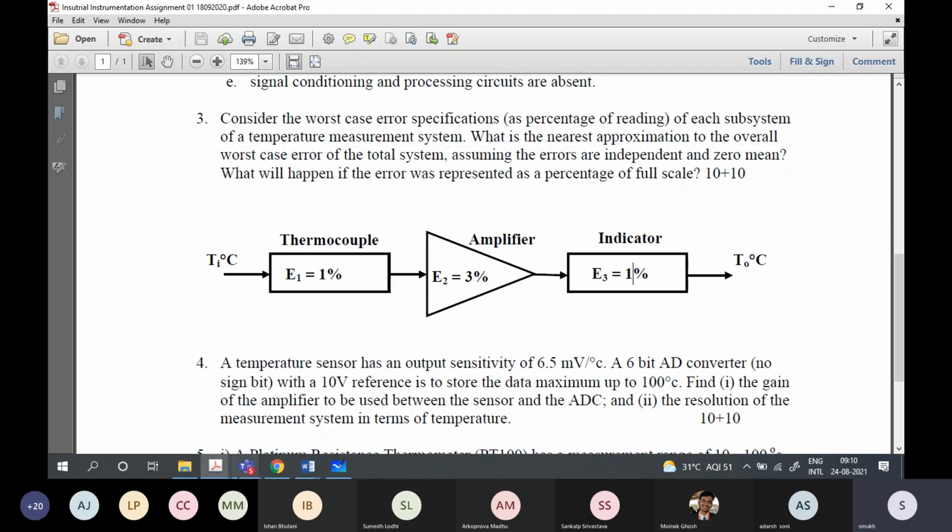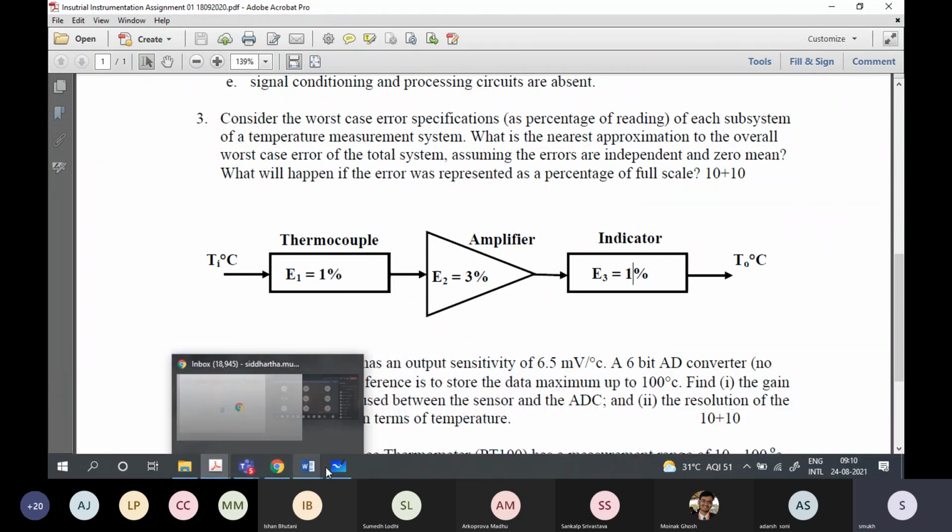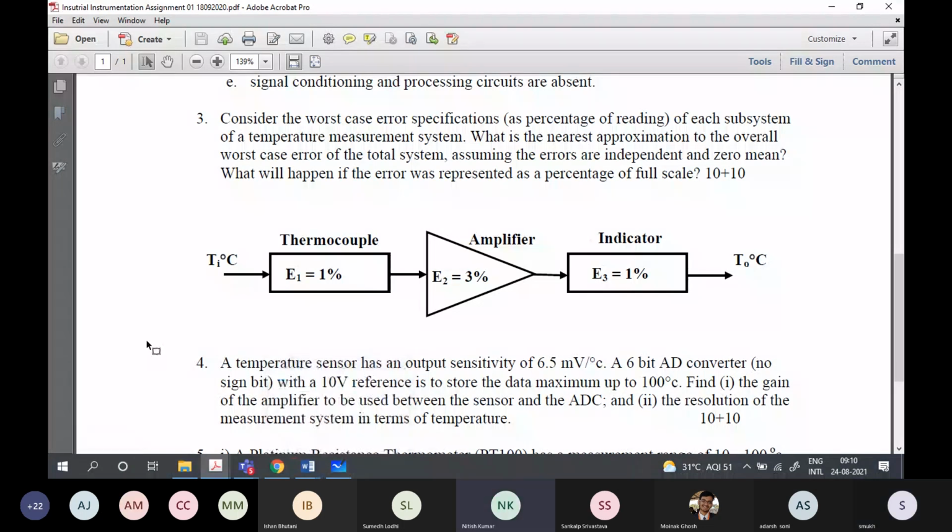But the problem is if it is called percent of reading. It is given as the percentage of reading, right? So the equation that you have written, can you show that on the whiteboard?